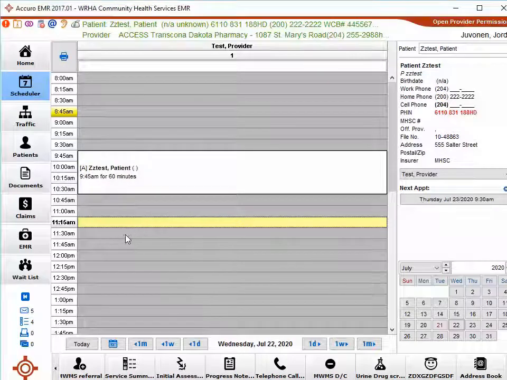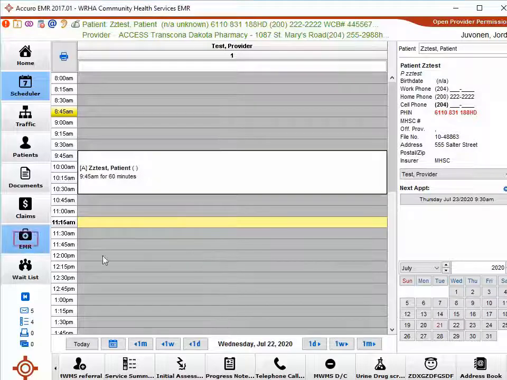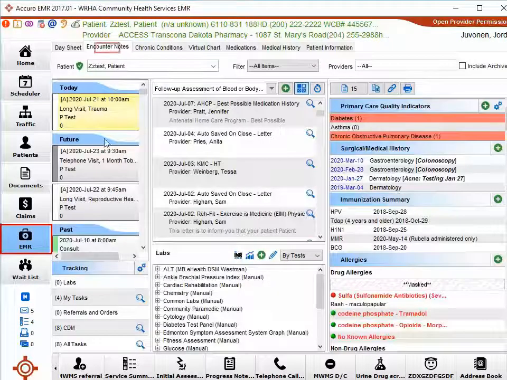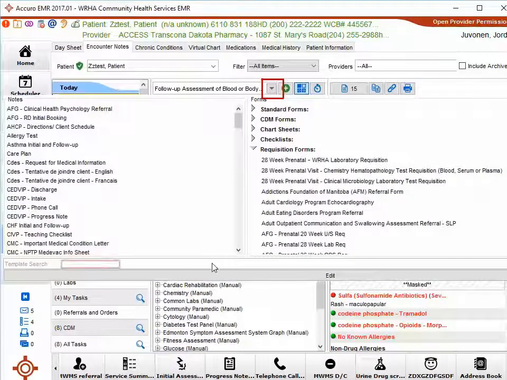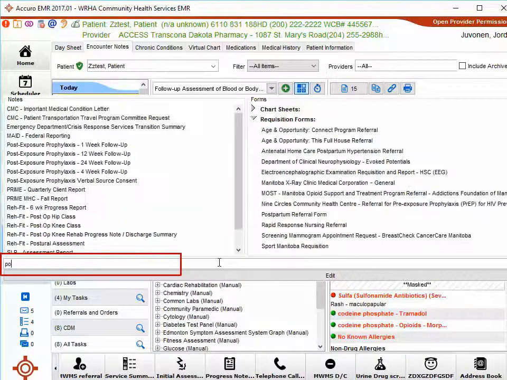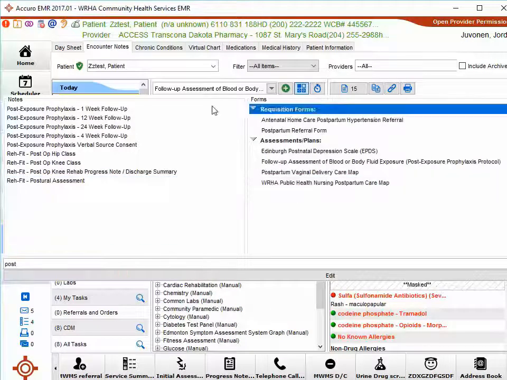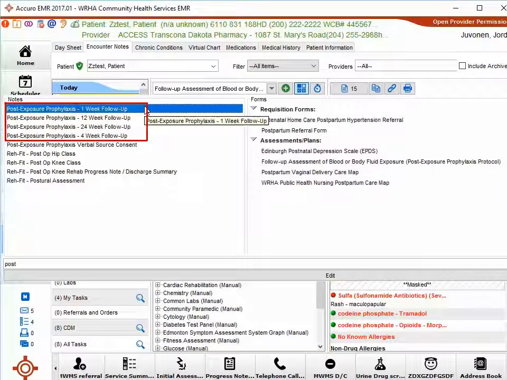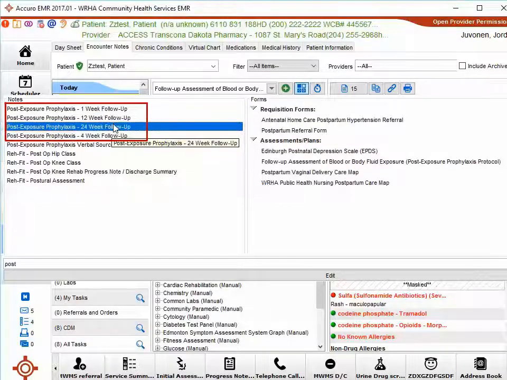The provider shall then initiate and complete the post-exposure prophylaxis community follow-up clinical note for the pertinent visit. Within the EMR tab again, select Encounter Notes at the top, select the drop-down arrow, and in the bottom, search for post-exposure. Select the clinical note template which applies. For example, 1-week follow-up, 4-week follow-up, 12-week follow-up, 24-week follow-up.